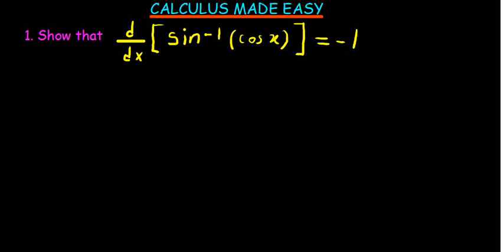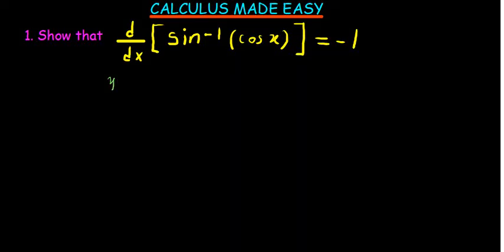Show that the derivative of sine inverse of cosine of x is equal to -1. First thing we need to understand is what's the derivative of sine inverse. So say we have got a function y is equal to sine inverse of x. If we take sine of both sides, we are going to have sine y is equal to x.